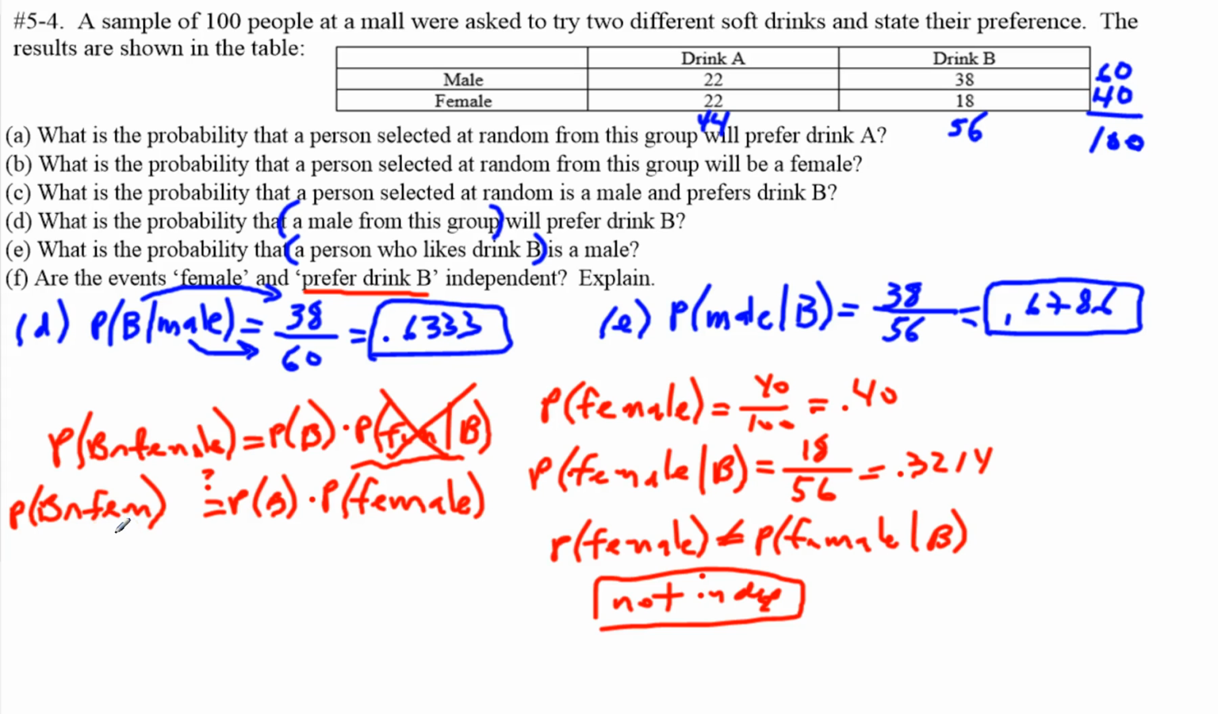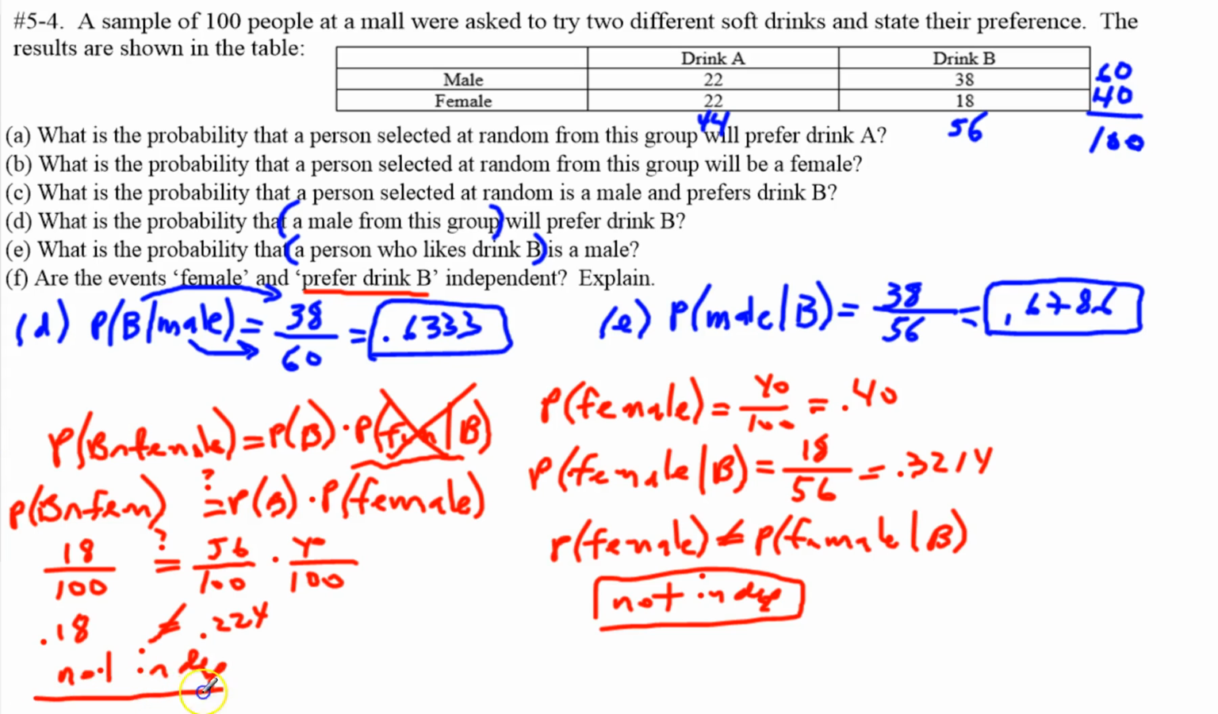No, let's find that. The probability of B and female would be out of the 100 people, because it's a simple probability. You have to be in the female row and the B column, which would be 18. So that probability is 0.18. And then we're checking, is that equal to the probability of B, which means out of the 100 people, the probability that you like B is 56, times the probability of being female. So out of the 100, that would be 40. And when we multiply those out, we actually get 0.224. Since those are not equal, that's a third way to test and determine that these are not independent.